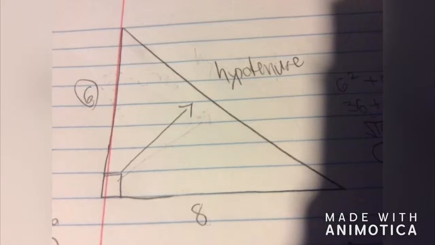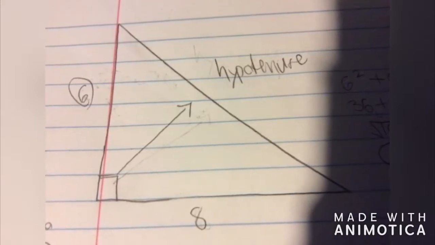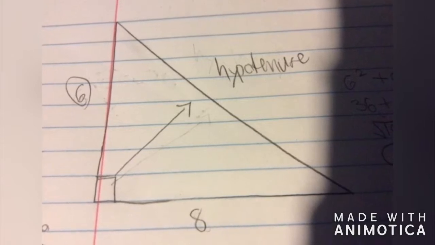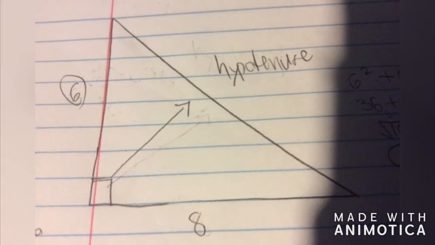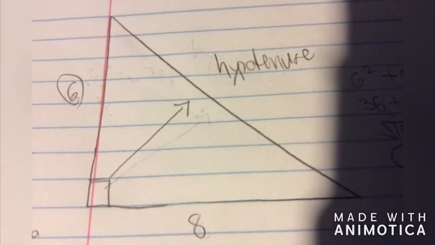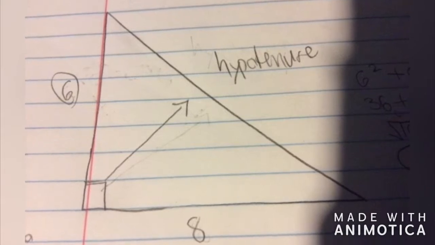If we have a right triangle with leg measures of 6 and 8, we can easily find the measure of the missing side. The missing side in this problem is called the hypotenuse. The hypotenuse in any triangle, regardless of right or not, will be opposite to the larger side. In the case of a right triangle, it will always be opposite to a 90-degree angle. So how do we find the measure of the hypotenuse? We apply something called the Pythagorean Theorem.